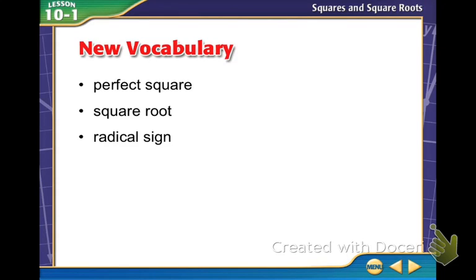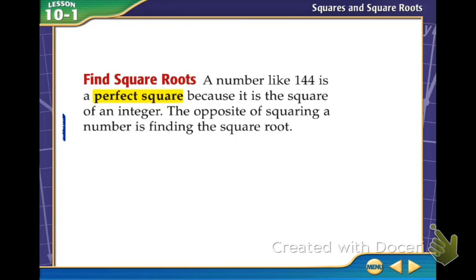So we're going to be looking at squares and square roots. Let's find the definitions for perfect square, square root, and the radical sign. A perfect square is a number like 144 because it is the square of an integer, 12 times 12. The opposite of squaring a number is finding the square root.